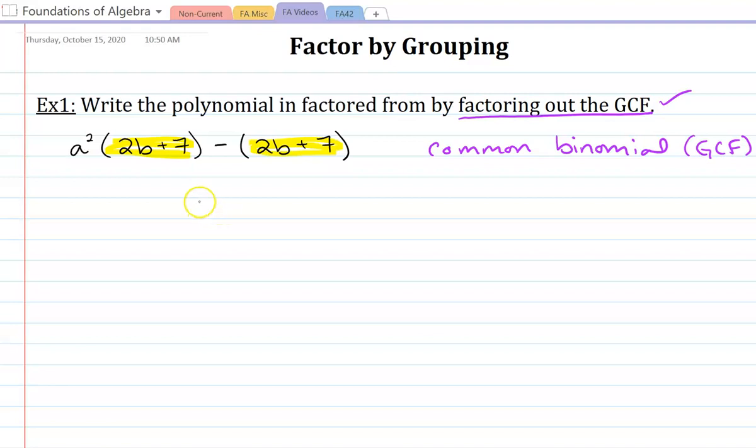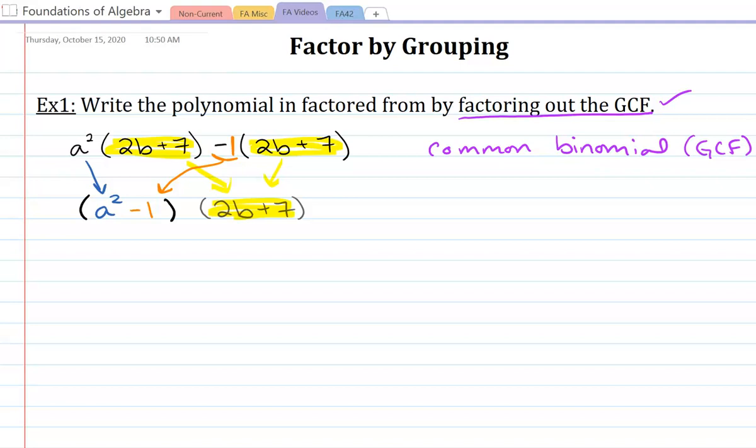common binomial, the 2b plus 7, into its own set of parentheses. And we're also going to bring down the rest of it. The a squared here, and we also have an invisible 1 there in the middle with the negative. So we'll have the minus 1. And we're going to write that in its own set of parentheses.